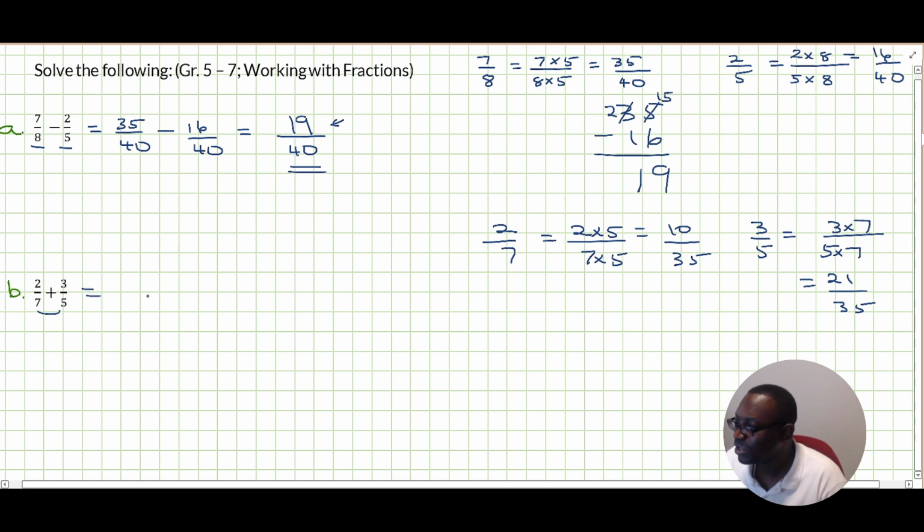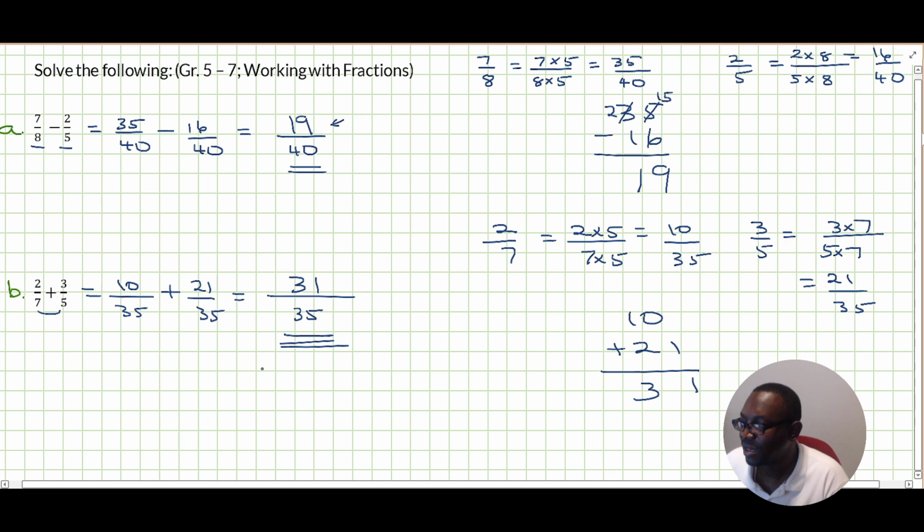So this is now going to be 10 over 35 plus 21 over 35. So we have a common denominator of 35. Now we can add 10 and 21. 10 plus 21, we have 31. So this is going to give us 31 over 35. So that is how you will do this. This method works for any kind of addition or subtraction problems when you have fractions. Any questions?